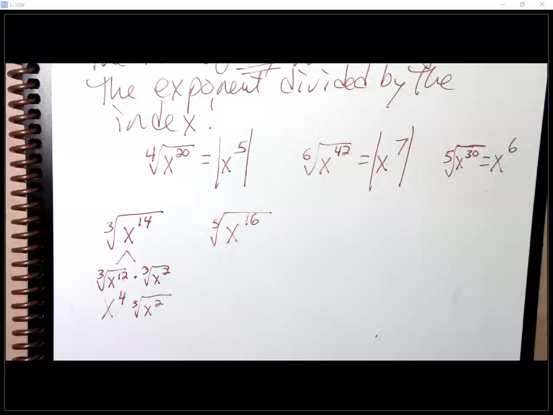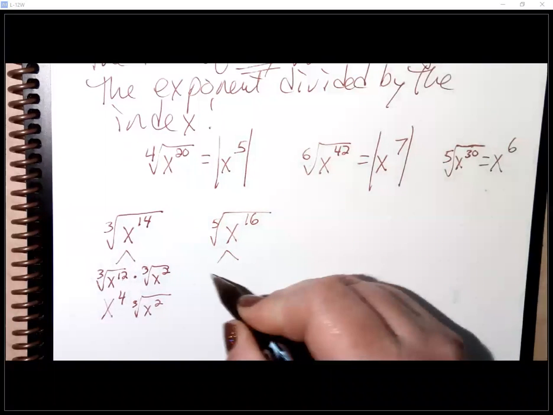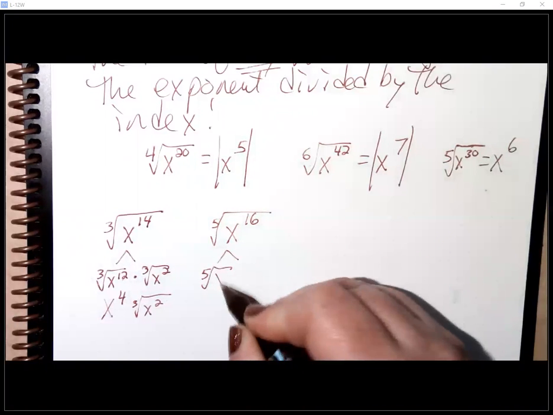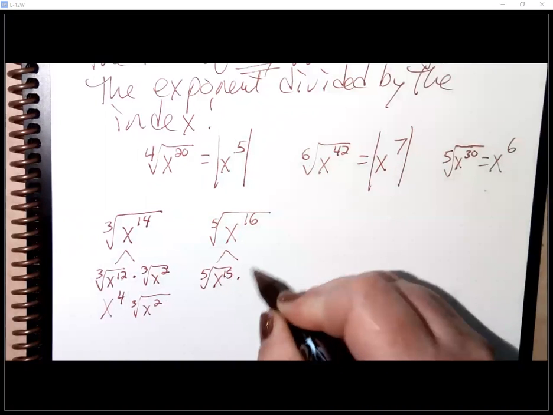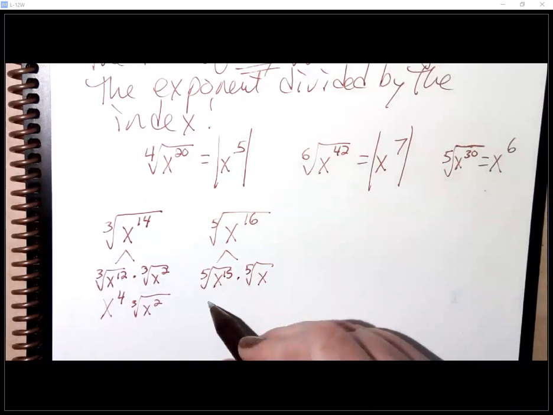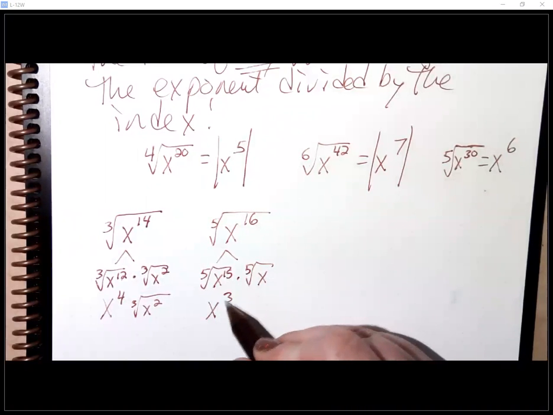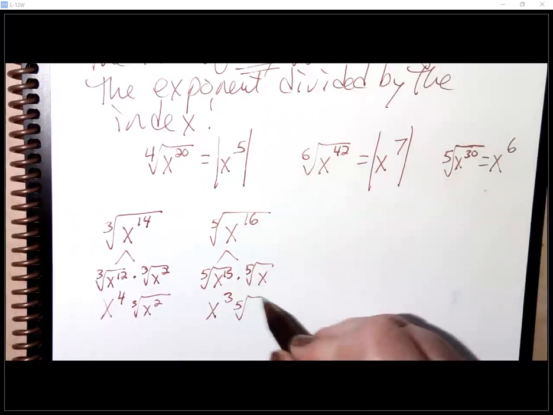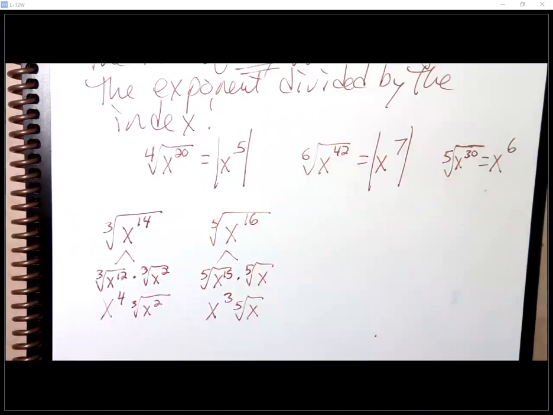Oh, all right. So I'm going to split this up. That'll be the 5th root of x to the 15th times the 5th root of x to the 1st. And the 5th root of x to the 15th is just x to the 3rd. And then you just leave this one here. That's it. That's my answer. I'm done.